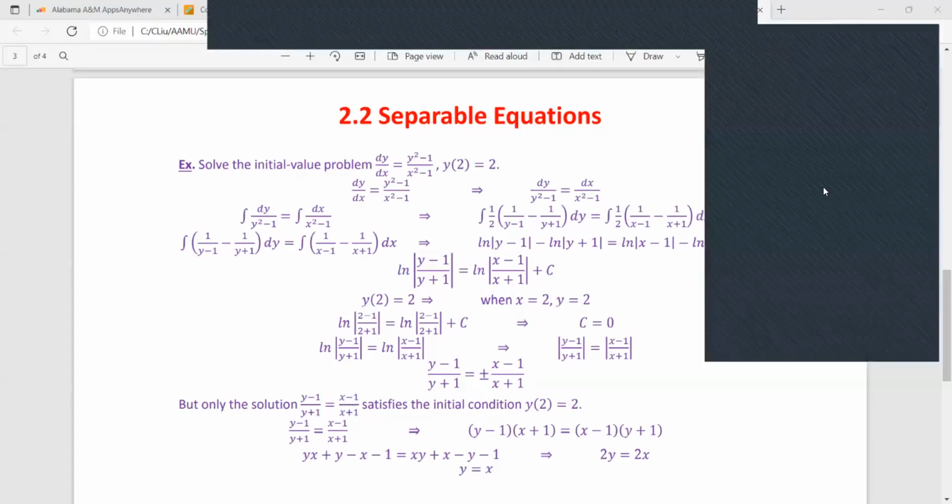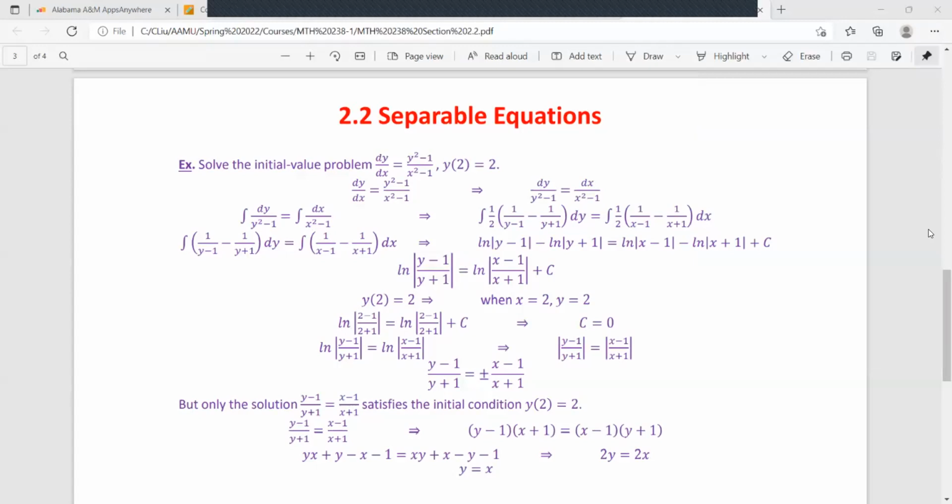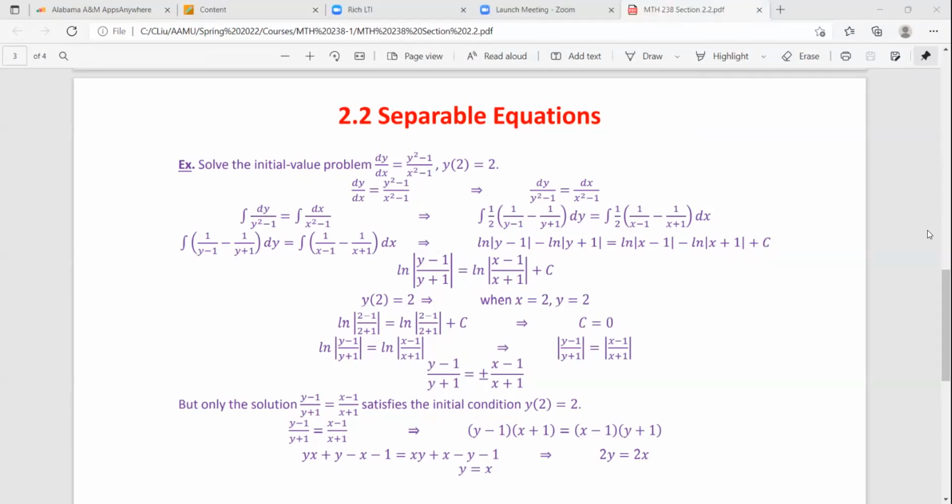So last time we just started separable equations. A separable equation means you can separate the variables x and y on the two sides so that you can integrate each side individually. Okay. So these are relatively straightforward. We talked about two examples last time. We're going to do a little more examples today.